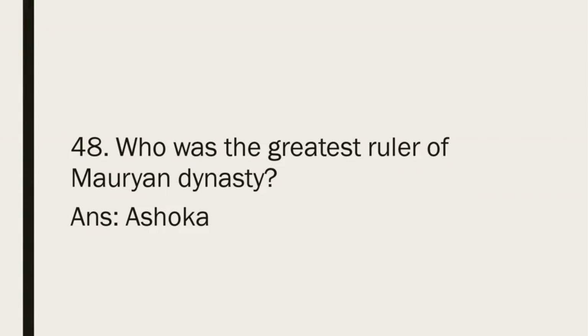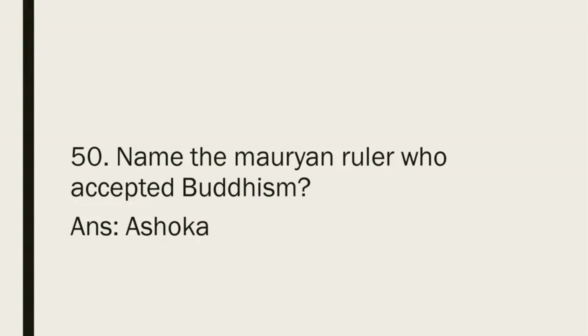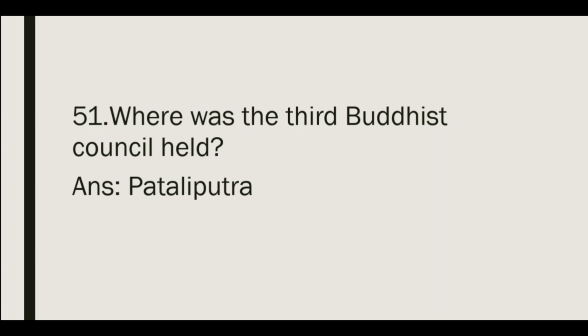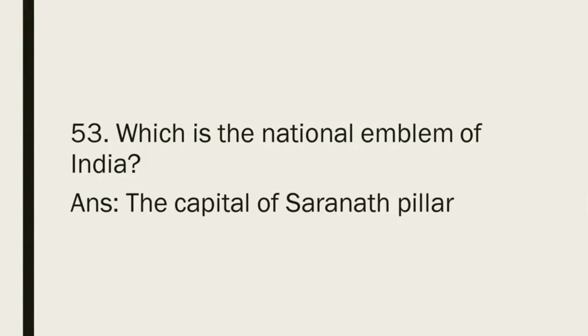Who was the greatest ruler of the Mauryan dynasty? Ashoka. Which Ashokan edict speaks about the Kalinga War? 13th Rock Edict. Name the Mauryan ruler who accepted Buddhism. Ashoka. Where was the third Buddhist council held? Pataliputra. Which is the biggest stupa built by Ashoka? Sanchi Stupa. Which is the national emblem of India? The capital of the Sarnath Pillar.